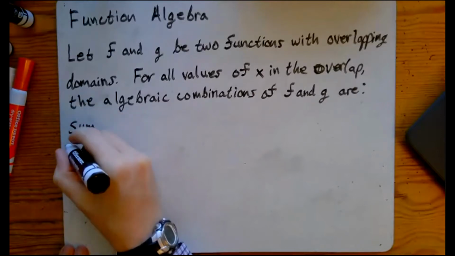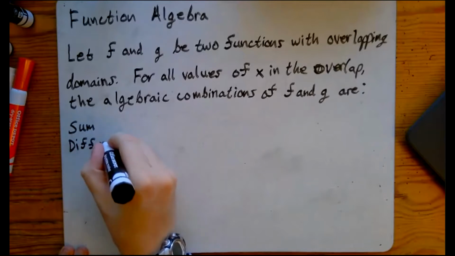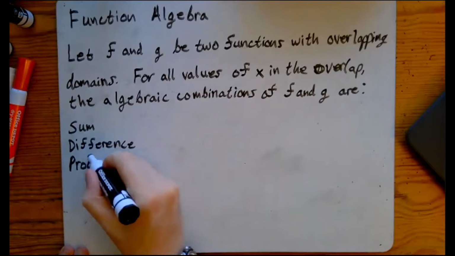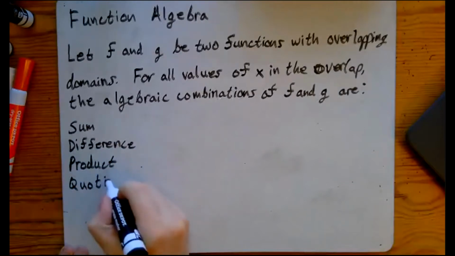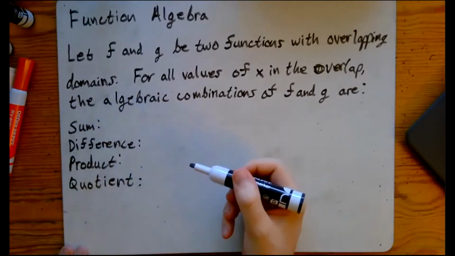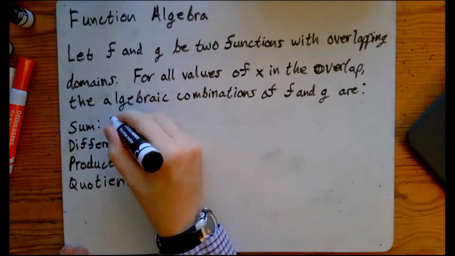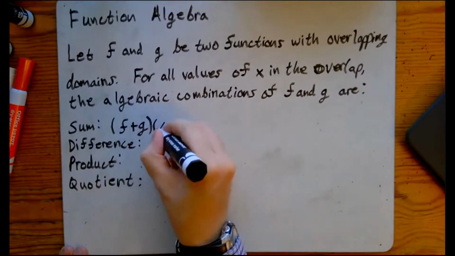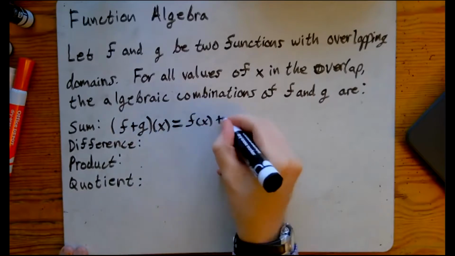So our options are we can sum, we can difference, we can find the product, we can find the quotient. All right. What is the sum of two functions? The sum of two functions of x is the first function plus the second function.